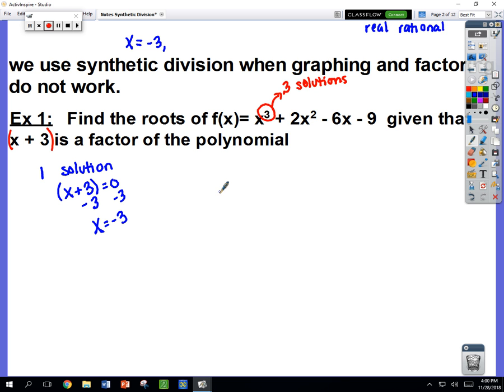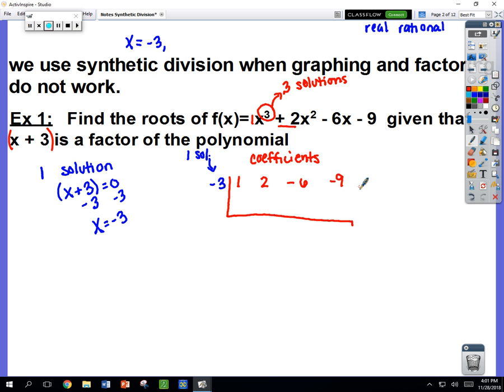Okay, so to find my other solutions when I'm doing synthetic division, I'm going to take my one solution, negative 3, and that goes on the outside. And then here is where I'm going to put all the coefficients of my function. So this one's coefficient is 1. This one's coefficient is positive 2. This one's coefficient is negative 6. And this one's coefficient is negative 9.